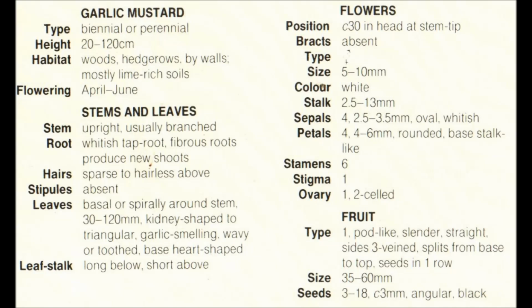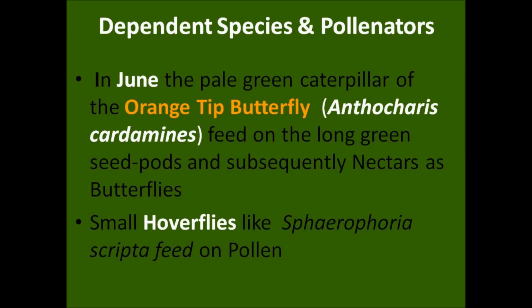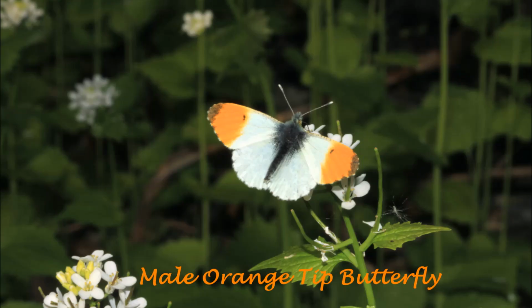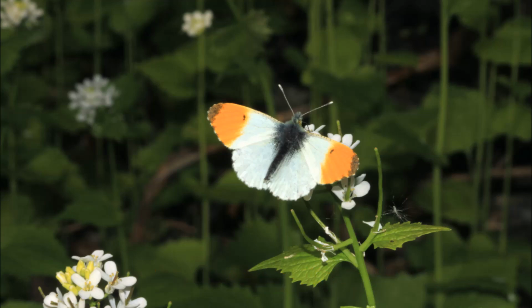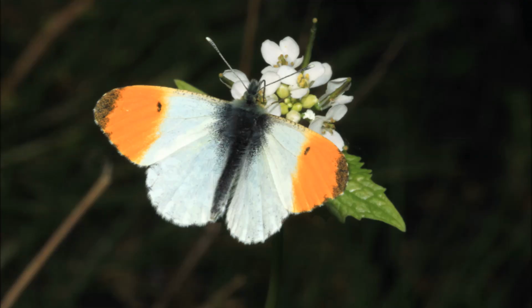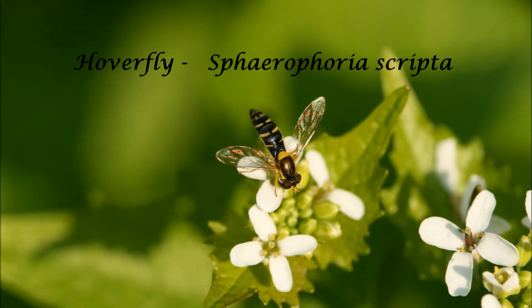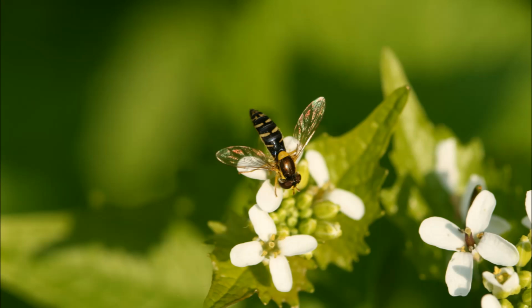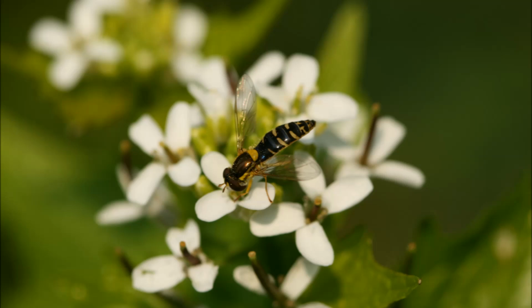In June, the larval caterpillars of the orange-tip butterfly, Anthocharis cardamines, can feed upon the seed pods as an alternative food plant, and it also takes nectar from the flower when it becomes an adult butterfly. Note the exquisite underside of the orange tip blending in with the flower to avoid predation. Other pollinators of the flower include hoverflies. In the shots that follow, we have a hoverfly known as Sphaerophoria scriptor, which are valuable pollinators for the plant.